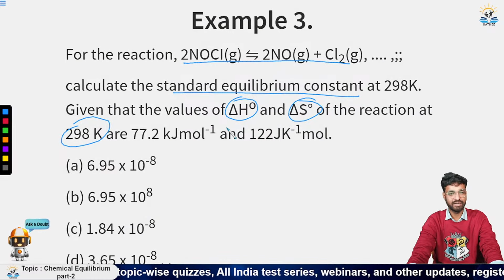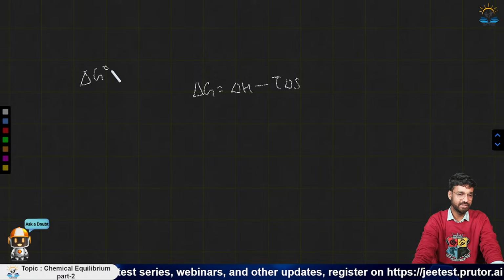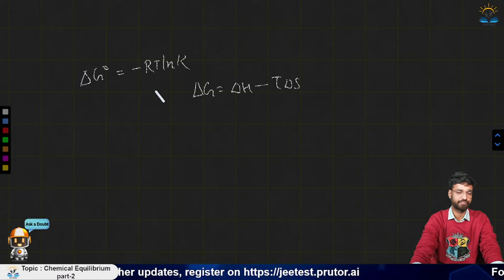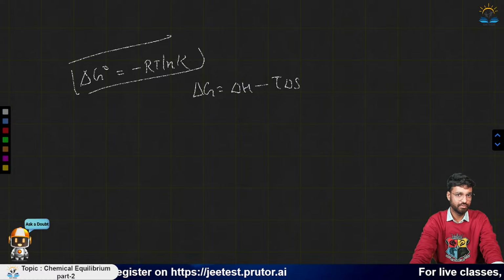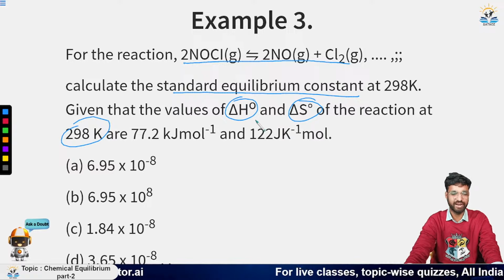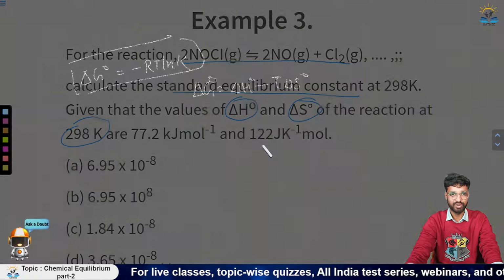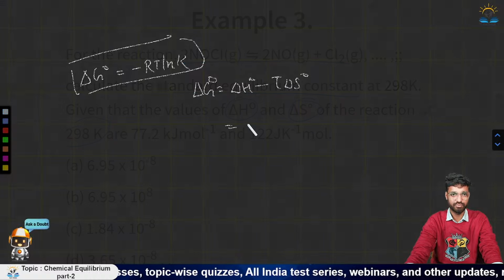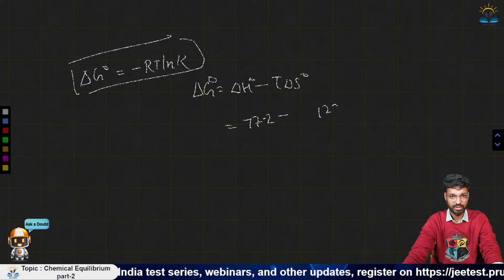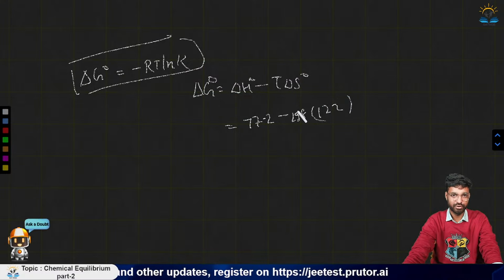We have to find K. We know the relation between delta G naught and K at equilibrium: delta G naught is minus RT ln K. So we first need delta G naught. We have delta H naught and delta S naught, with values 77.2 and 122. So 77.2 minus 122. The temperature is given in Kelvin already, so we do not need to change it.